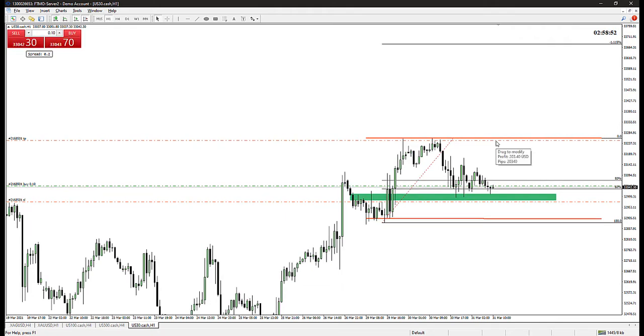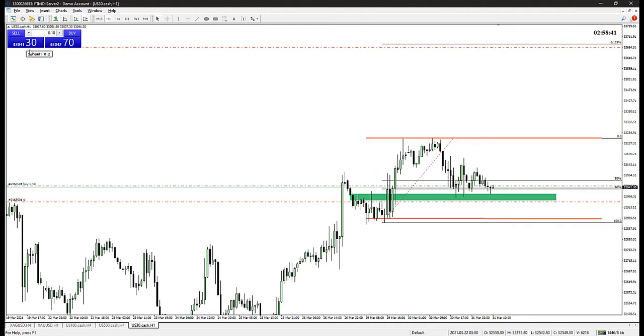Honestly, I'm actually going to set it a little bit higher. I'm going to set it to 33665.04. That's one of my fib levels. Let's hide this. Let me see what this is.